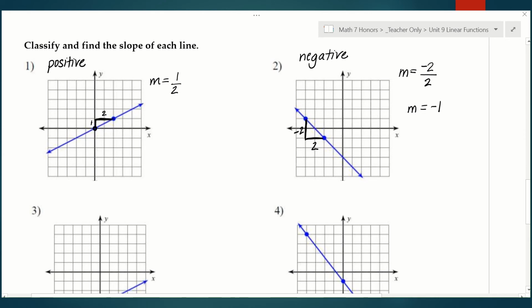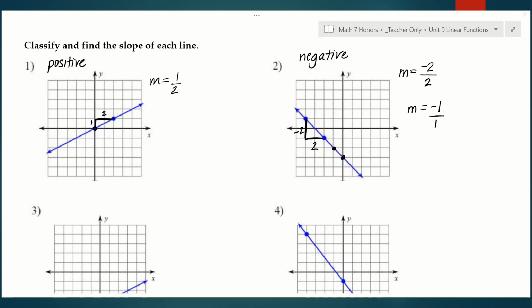Where's my rise? Where's my run? Well, if it's just an integer value, remember, to make it a fraction, I can just put it over 1. And those two fractions are equivalent. Now, what's really cool about lines is that, let's say I were to pick this point and this point right here, and I was going to find my slope.